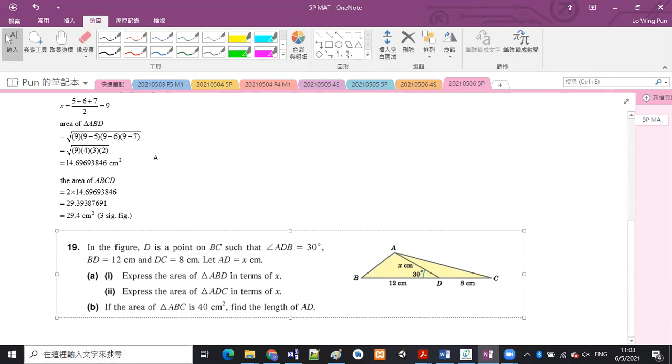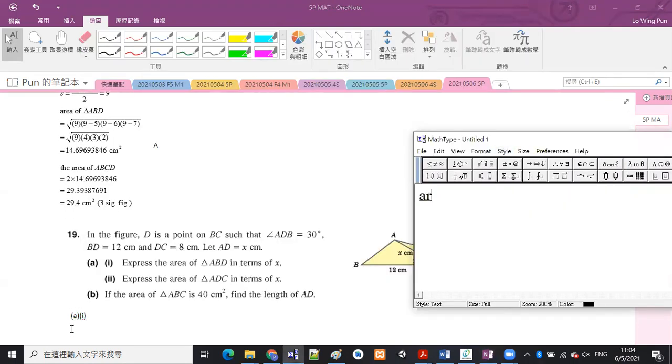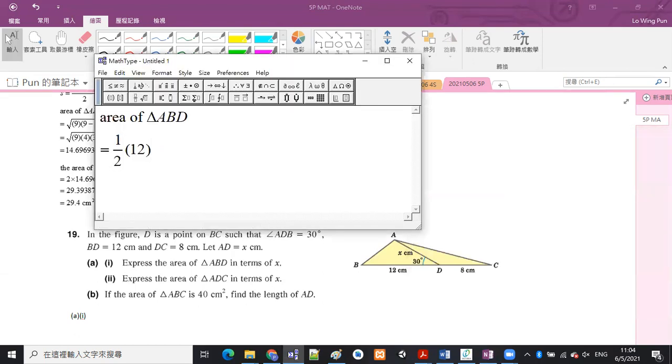So part A1. The area of triangle ABD is equal to 1/2 times length, that is 12, times length, that is x, times sine the included angle. So that should be 30 degrees in this case, right? Can you get this? And then we need to simplify the numbers. The 1/2 and the 12 have a common factor which can be cancelled, right? And then we need to try to simplify the sine 30 degrees with our calculator.